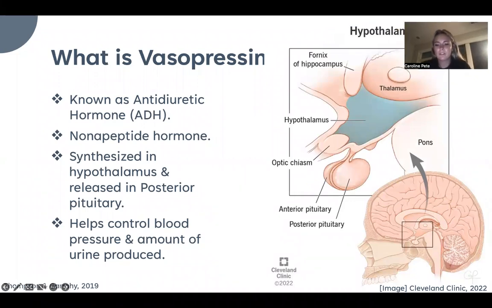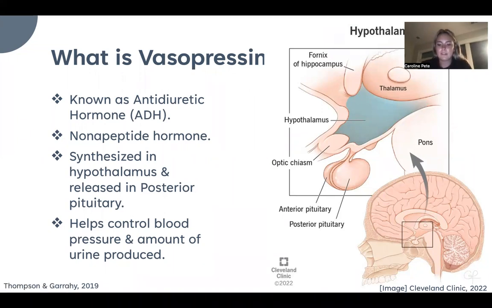Vasopressin, also known as antidiuretic hormone, is a nonapeptide hormone that is synthesized in the hypothalamus and released into the circulation in the posterior pituitary gland. So here you can see an image of the hypothalamus. So there's the hypothalamus, and then right here is where the posterior pituitary is.